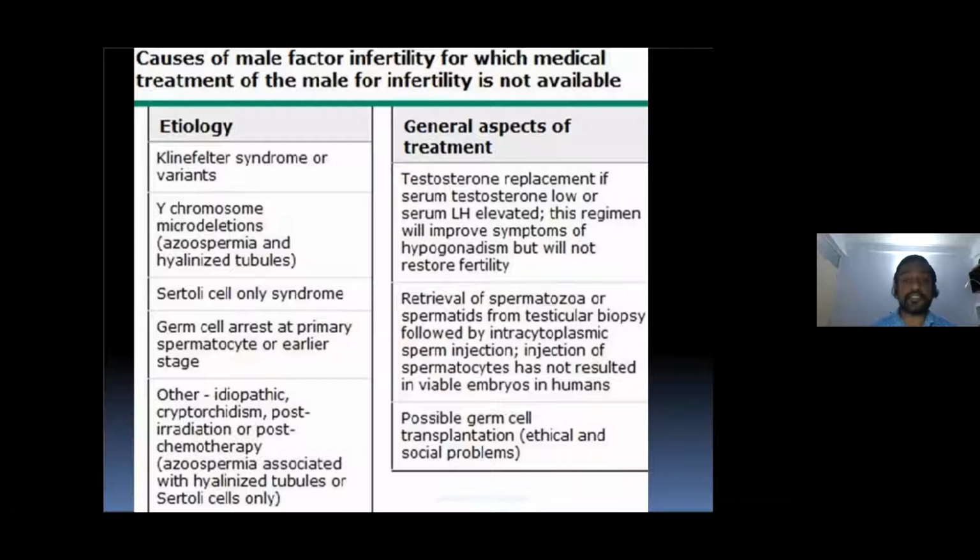In certain cases, retrieval of spermatozoa or spermatids from a testicular biopsy can also help for ICSI, but this technology is still not available in the government sector in Sri Lanka. Castle Street Hospital for Women says they are going to start an embryo lab in the near future, and that will be available there. There is also growing interest in germ cell transplantation, but that has many ethical issues to be discussed at the moment.